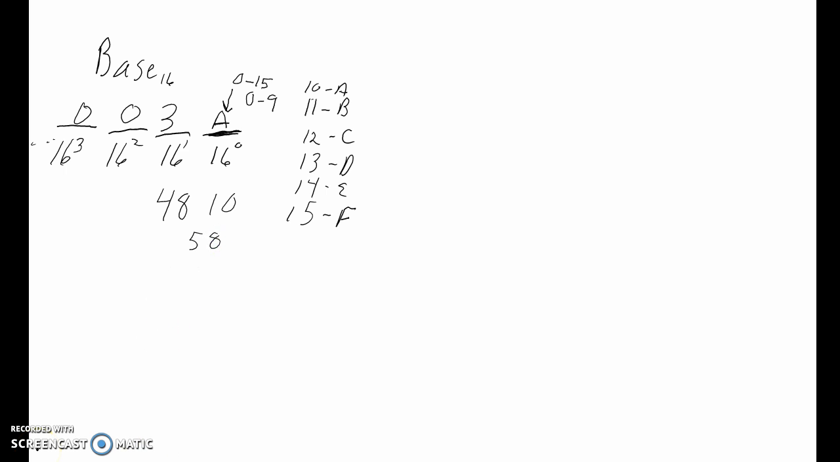Okay, so let's try another one real fast, and we're going to work with base 16. Let's say we had the number 2B, and I want to find its decimal value. Again, this is 1, this is 16. Well, 2 times 16 is 32. B, which is 11, times 1, is 11. And we should get 43.